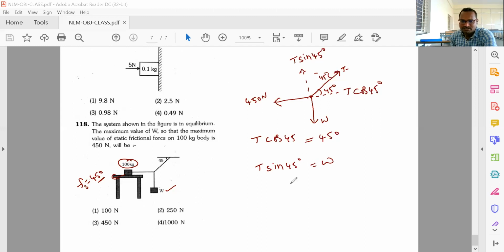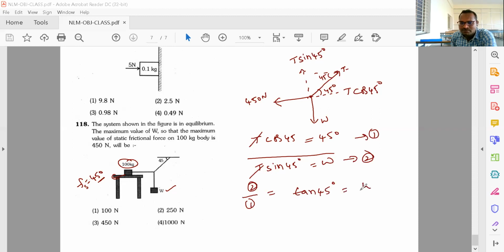Divide these two equations. T cancels, sin by cos. Reverse you do: equation 2 divided by equation 1. So tan 45 degrees is equal to W by 450. Tan 45 is 1. 1 is equal to W by 450. That implies W is equal to 450 Newton. Option 3 is the right answer.